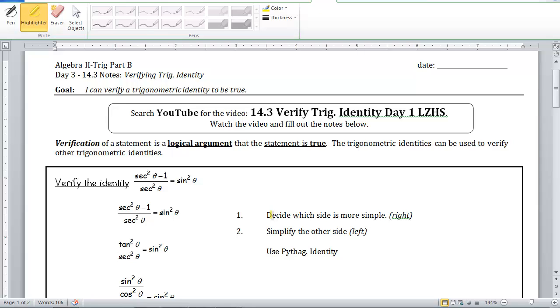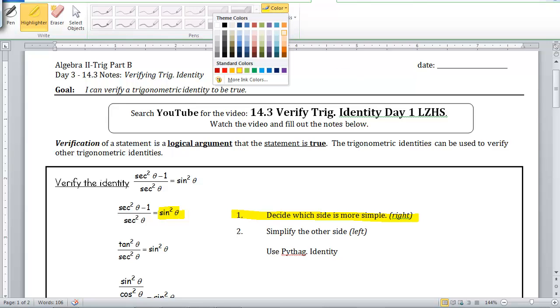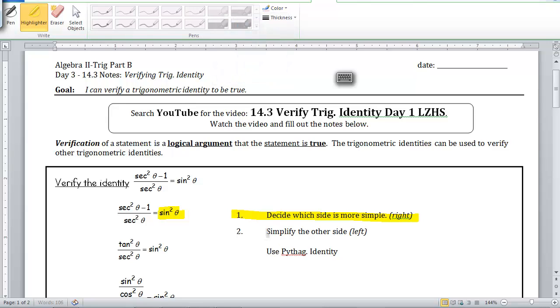A verification of a statement is a logical statement that is a true statement. The trig identities can be used to verify other trig identities. So if we take this first problem in the box, the very first step is you want to decide which side is more simple. Here, the right side is more simple. Once you decide that, you can then simplify the other side.